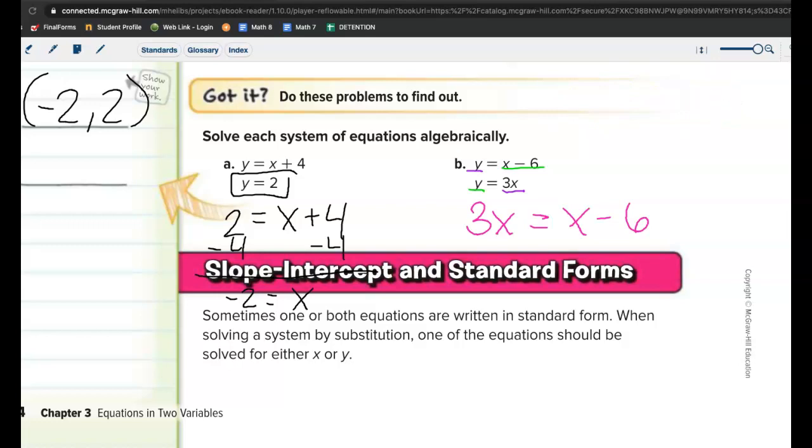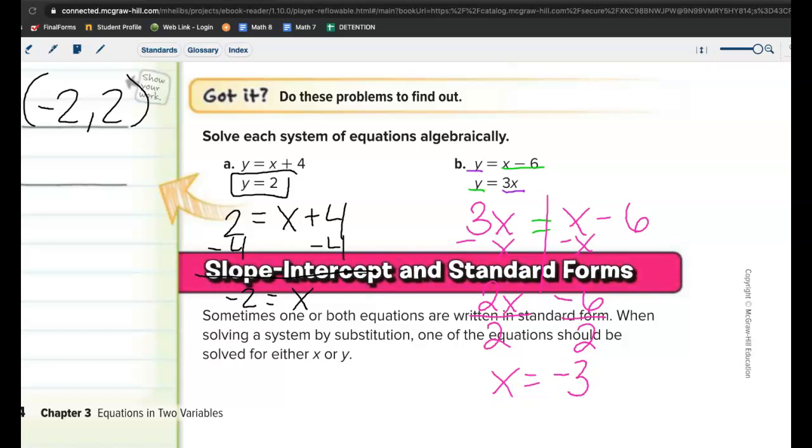What would I do to solve for x? Subtract x. I would subtract x. So I would get 2x equals negative 6. It's a 2x because we subtracted. Right? So now what would you do? Divide by 2. X equals what? Negative 3.